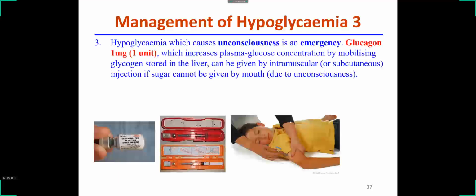Hypoglycemia that causes the patient to go into unconsciousness or a coma is an absolute emergency, and it's essential that you get them to the hospital. Or if you have an ambulance nearby, you inject glucagon, which will increase plasma glucose concentrations by mobilizing the glycogen stored in the liver. These injections are typically intramuscular.